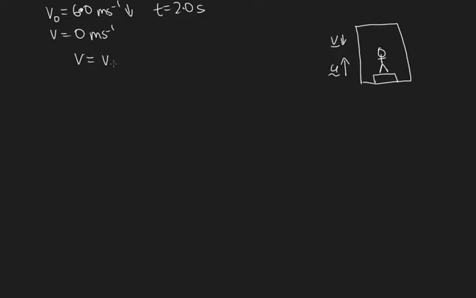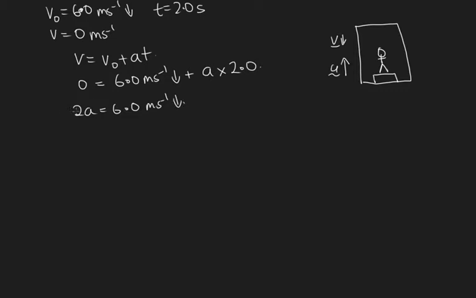So we've got v is equal to v0 plus at, and v is 0. v0 is 6.0 meters per second downwards, plus the acceleration times 2.0, and so we've got 2a is equal to 6.0 meters per second downwards, and this is a negative, and so the acceleration is equal to 6 divided by 2 downwards with a negative, which is equal to 3, and because of the negative it becomes upwards, so it's 3.0 meters per second upwards.